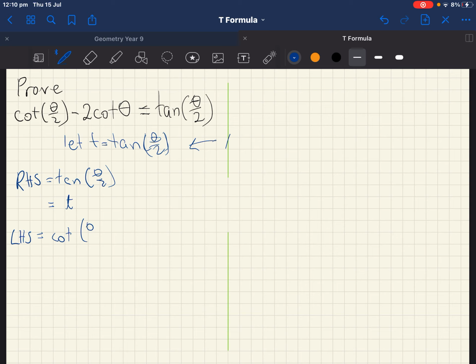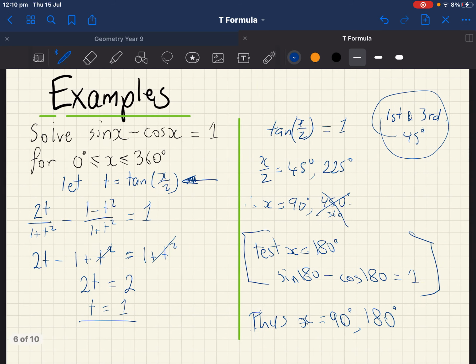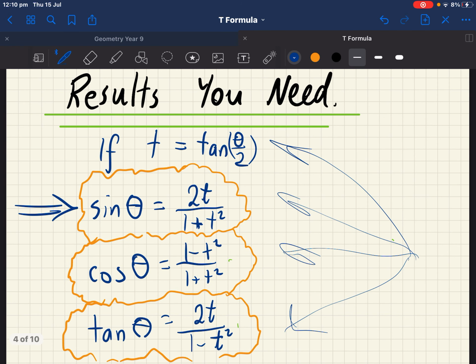So we've got cot theta on 2 minus 2 cot theta is the left-hand side, which of course is 1 over tan theta on 2 minus 2 over tan theta. So we end up with, well, tan theta on 2 is just T. Tan theta is 2T all over 1 minus T squared, right? Where am I getting that from? It's from those three results, right? These are the results you need. We can see tan theta down the bottom there.